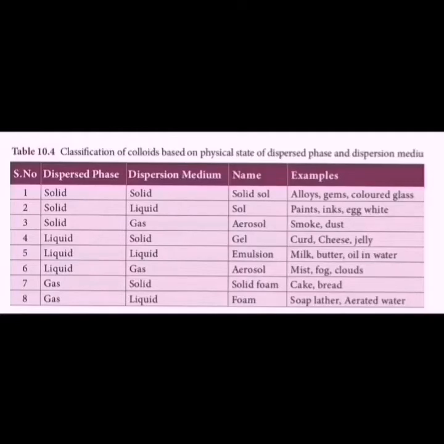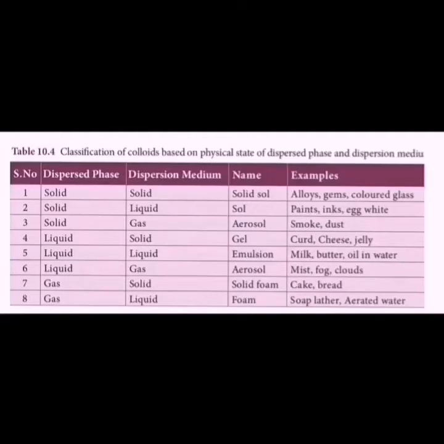Number 2. Dispersed phase is a solid and the dispersion medium is a liquid. The name of the colloid is sol. Examples are paints, inks and egg white. Number 3. The dispersed phase is a solid and the dispersion medium is a gas, and the name of the colloid is aerosol. Examples are smoke and dust. Number 4. If the dispersed phase is a liquid and the dispersion medium is a solid, then the name of the colloid is gel. Examples are curd, cheese and jelly.